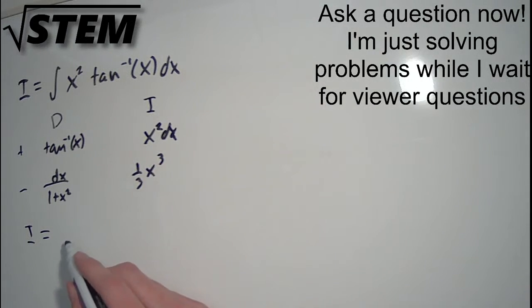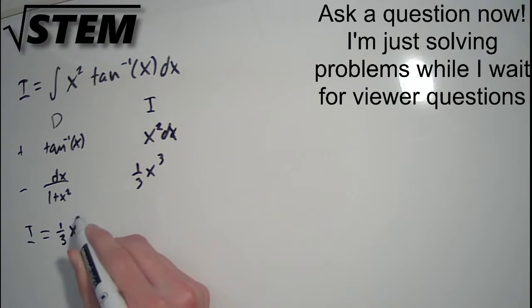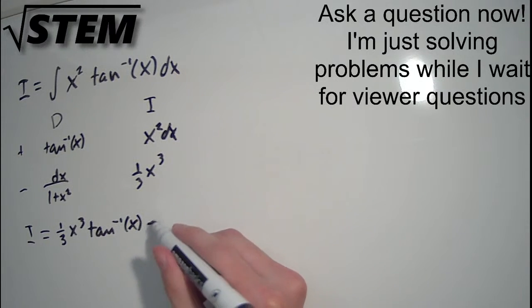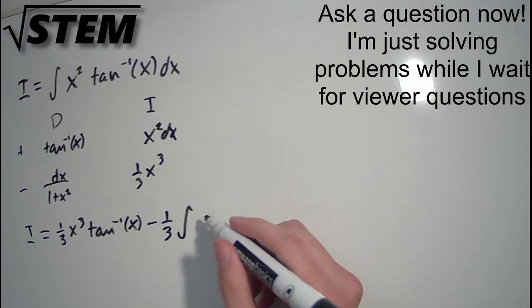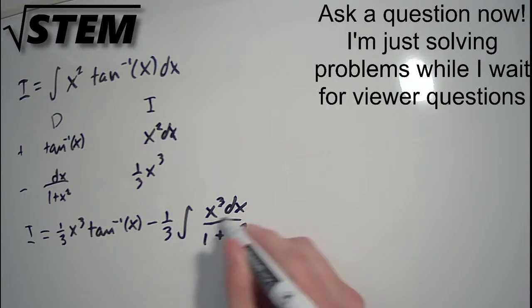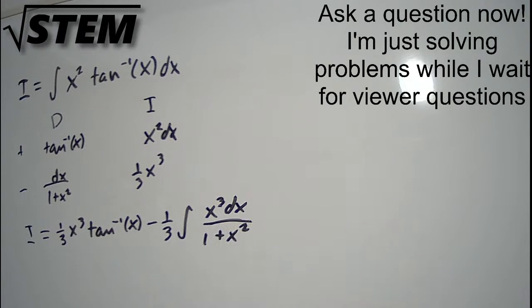Then we would get 1/3 x cubed tangent inverse of x minus 1/3 times the integral of x cubed dx over 1 plus x squared. This looks maybe a little more manageable. It would be really great if these powers were flipped.